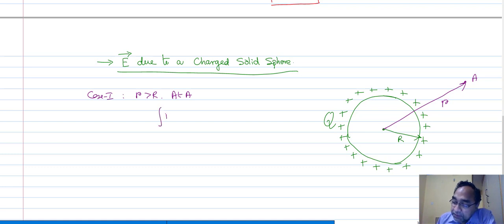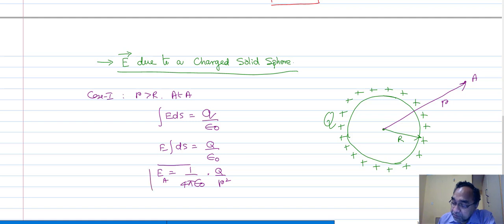So we have, from Gauss law, integral E ds equals Q by epsilon naught. Here the entire charge Q will contribute toward the electric field intensity. So E is equal to 1 by 4 pi epsilon naught Q by r square. This is what we get, E at A. In other words, E is inversely proportional to r square. This we have seen in the previous case as well.